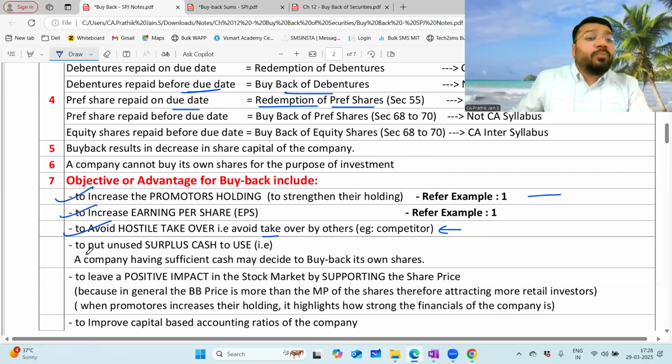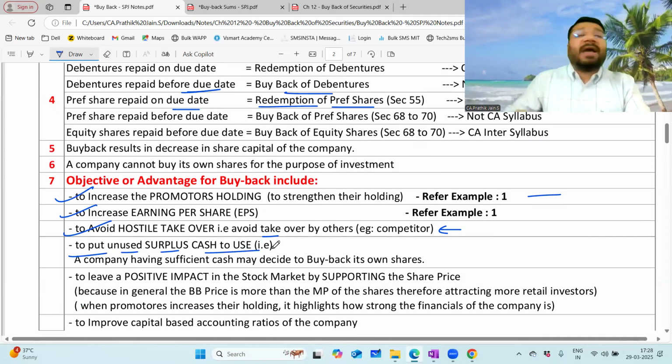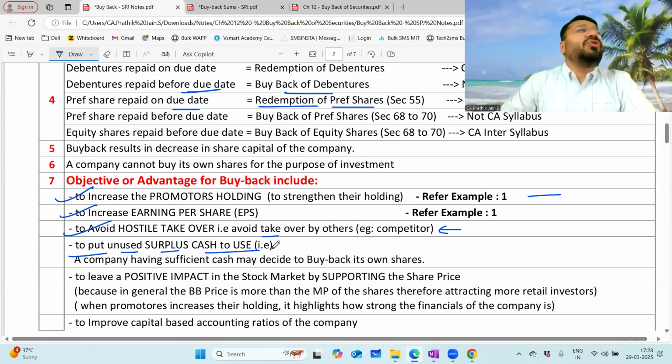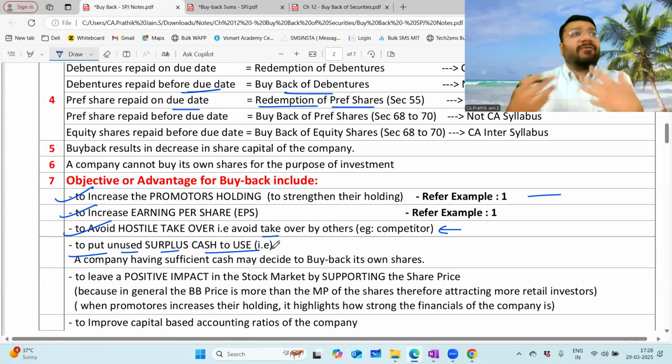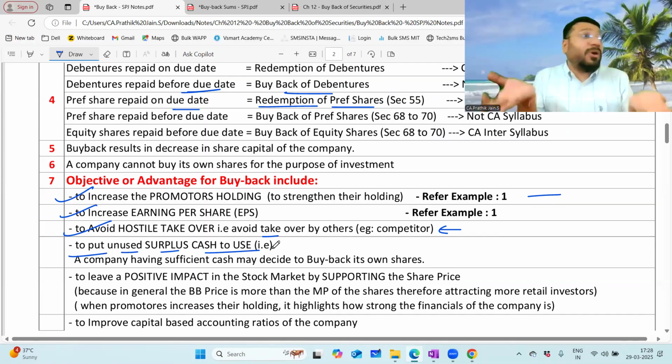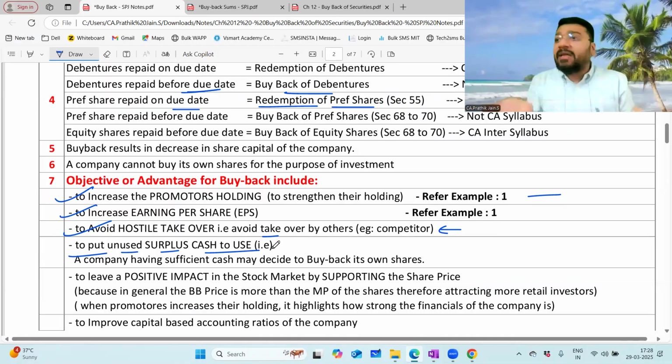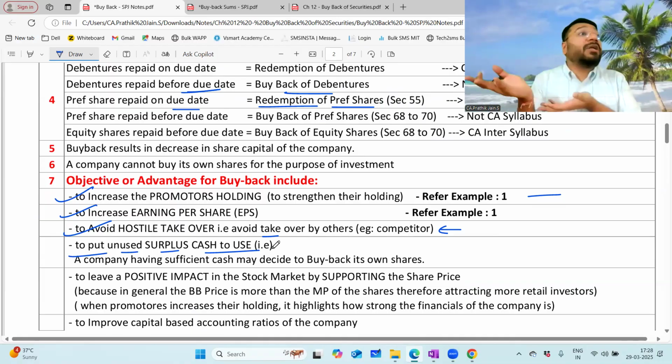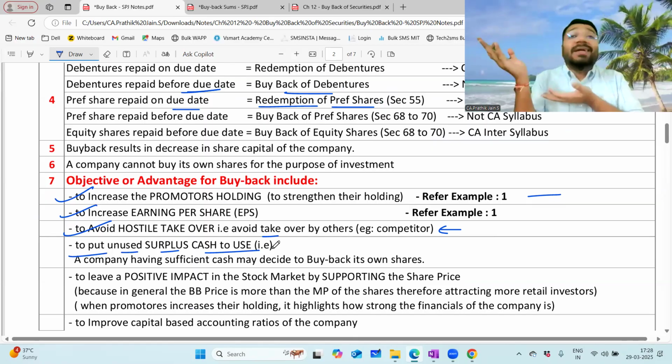Fourth one is what? To put unused surplus cash to use. So why buyback? The company is having huge surplus. What to do with that surplus? See, why did I go to the public for raising money? Because I didn't have capital at that point of time. Now, over a period of 5 years, you have done excellent business. I have a lot of surplus with me. So now, do I still need to have the shareholders with me and give the dividend to them? Instead, I can buy back the shares.